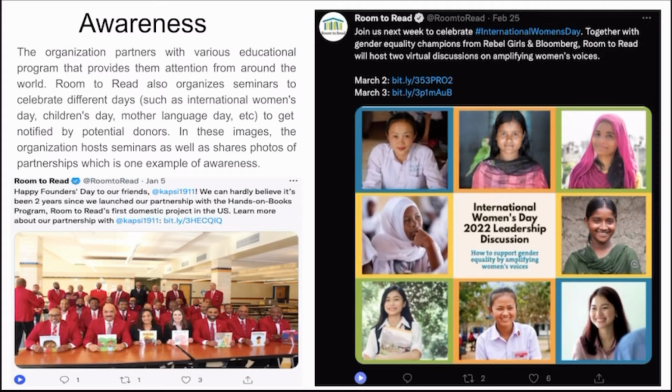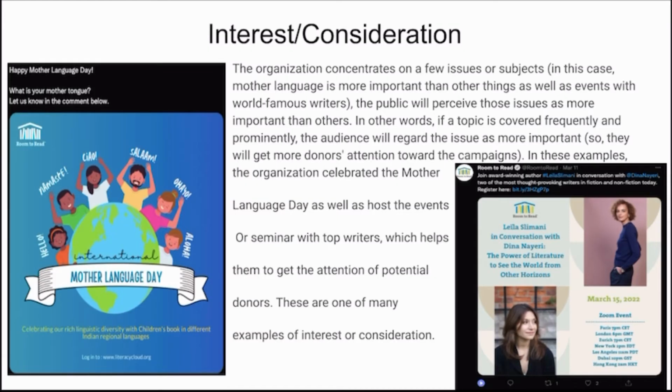The first step is awareness, where the organization partners with various educational programs that provide them attention from around the world. Room to Read also organizes seminars to celebrate different days such as International Women's Day, Children's Day, Mother Language Day, etc. to get noticed by potential donors. In these images, the organization hosts seminars as well as shares photos of partnerships, which is one example of awareness.